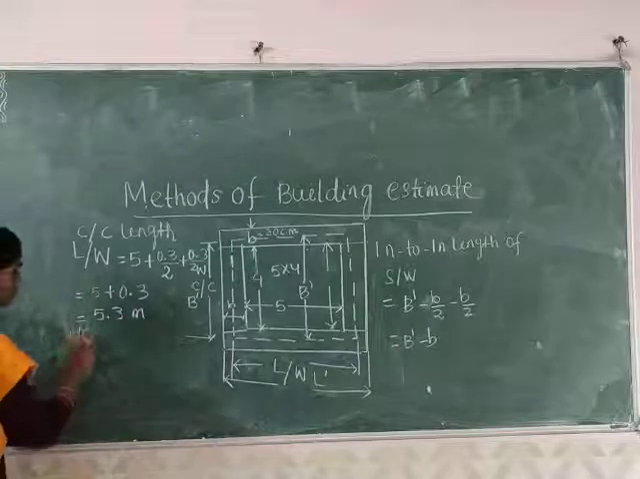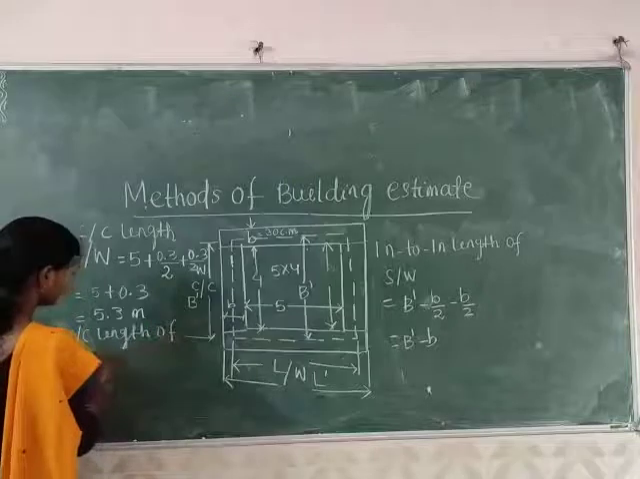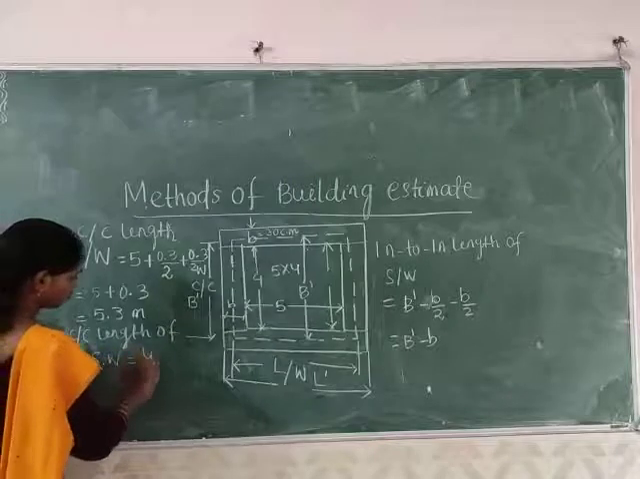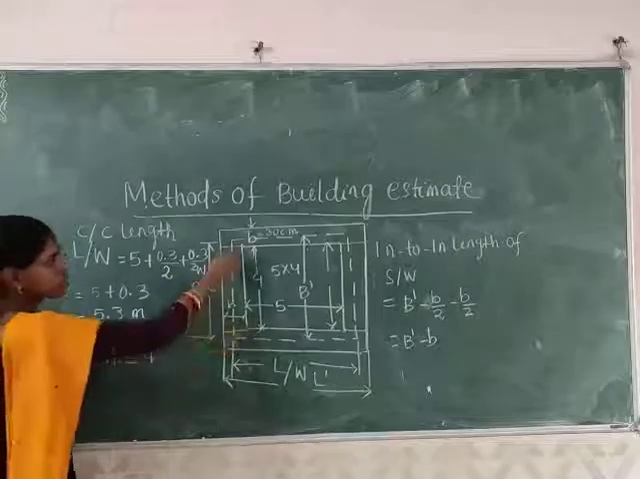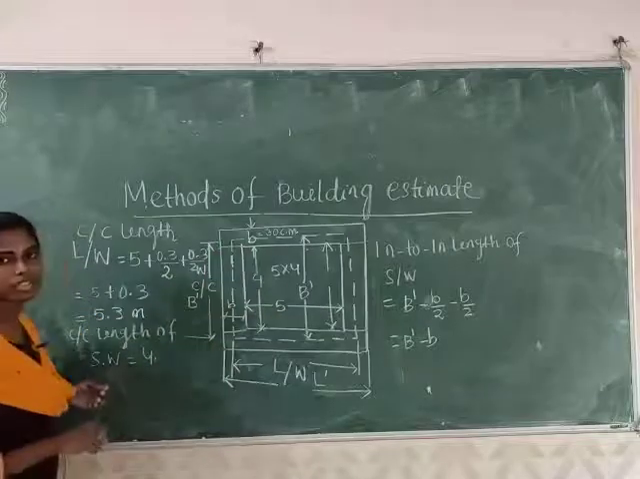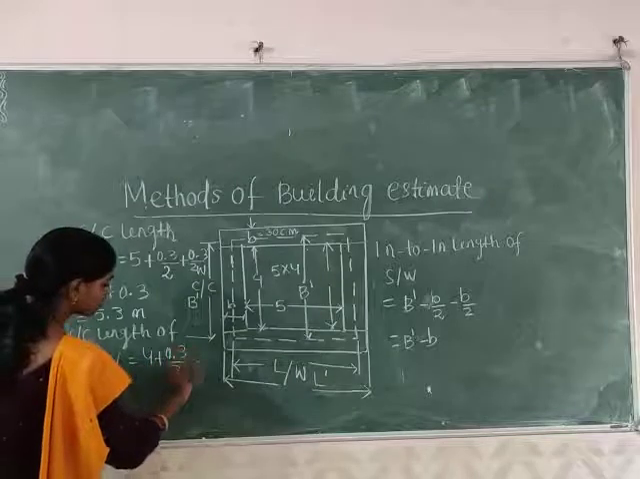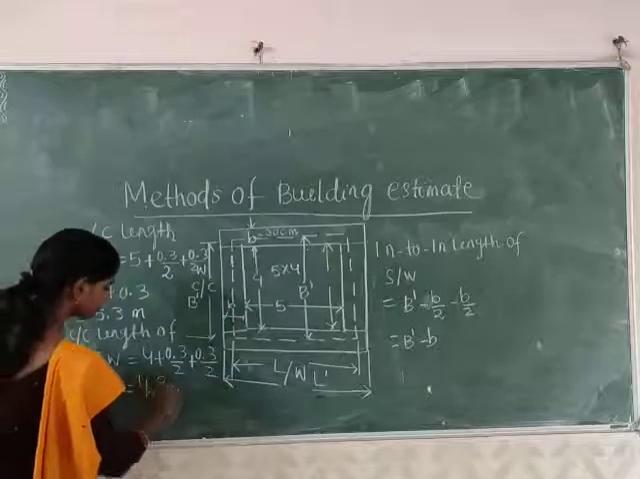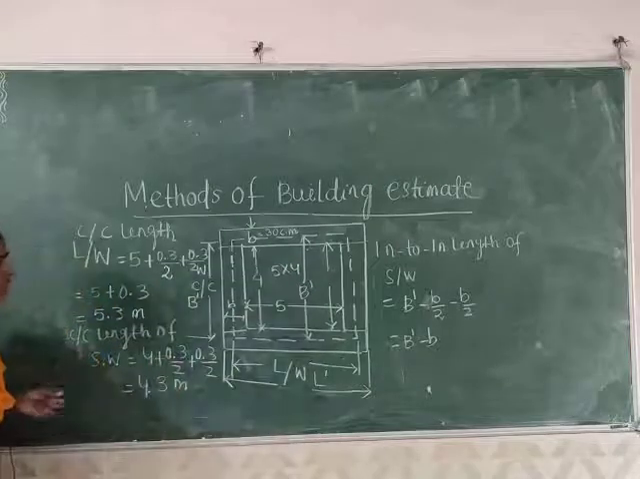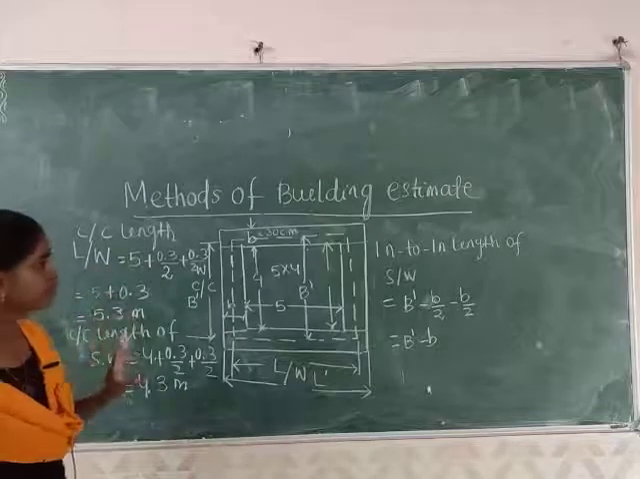Similarly, the center to center length of the short wall: 4 meter is the in to in dimension. On both sides we will add half of the thickness, so it will be 4 plus 0.3 by 2 plus 0.3 by 2. So it will be 4.3 meter. This is the center to center length of the long wall and short wall.